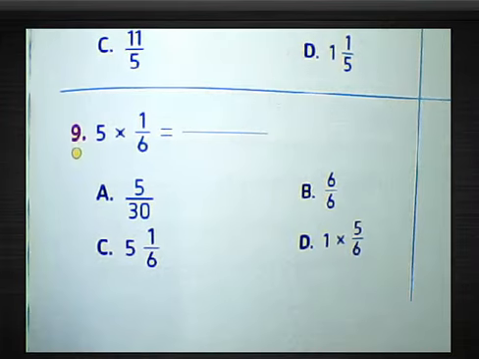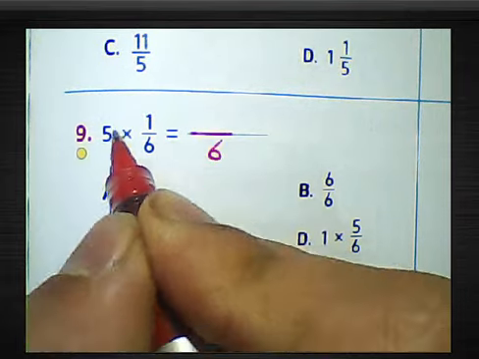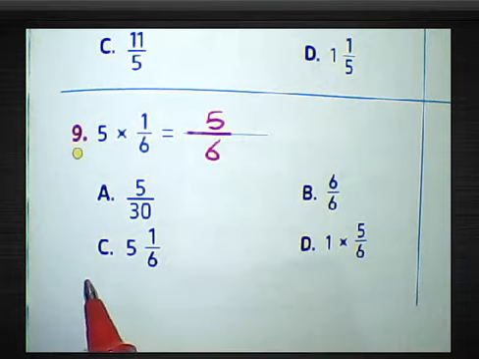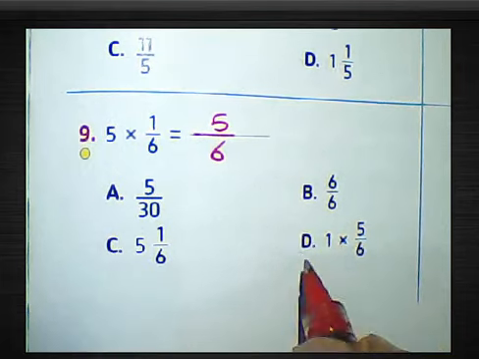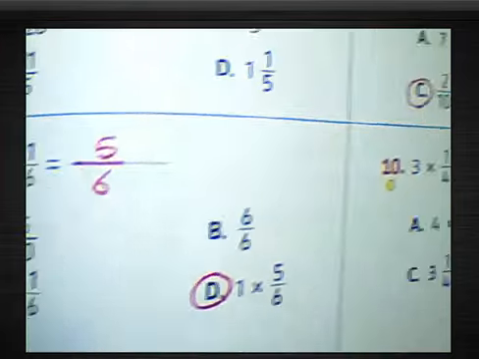9 times 1 over 6. We can write 6 in the denominator and 1 times 5 equals 5. 5 over 6. It will be letter D.